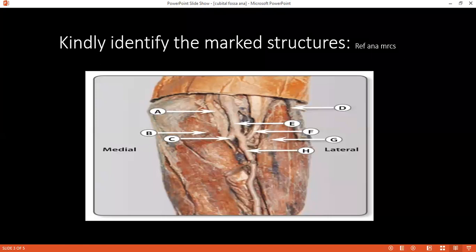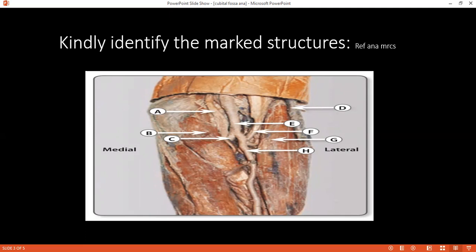All right, we'll get back to that. Okay, and F, please. Number F is another artery. All right, and G and H. G is brachioradialis, and H is the ulnar artery, radial artery.